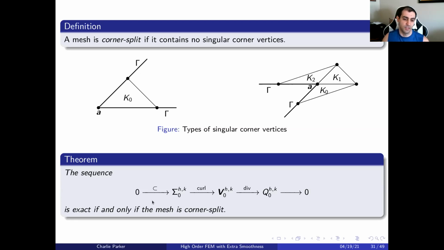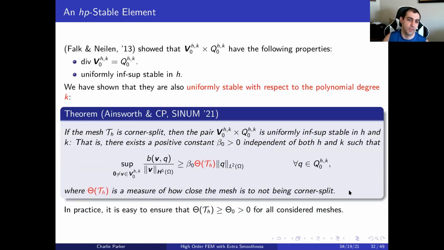And the point is that this sequence of finite element spaces is exact if and only if the mesh is corner split, which is great. Then Falk and Neilan have already shown that these spaces satisfy the following properties: that the divergence of V is Q, and that they're uniformly inf-sup stable in h. We've also shown that they're uniformly inf-sup stable with respect to the polynomial degree, which just means the following relation holds. There's some universal constant beta 0, which will depend on shape regularity of the mesh, but that's it, independent of h and k, such that essentially this is just the inf-sup condition again.